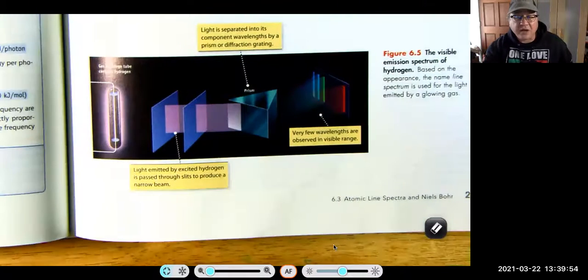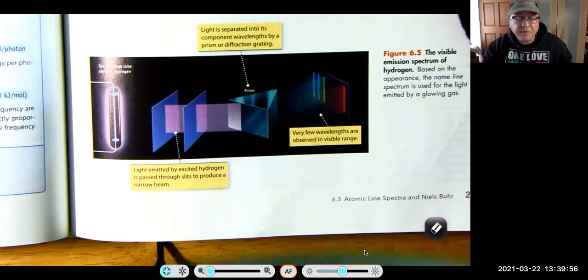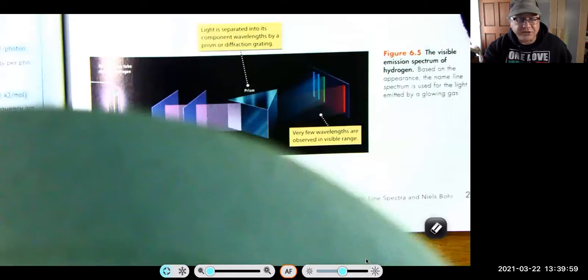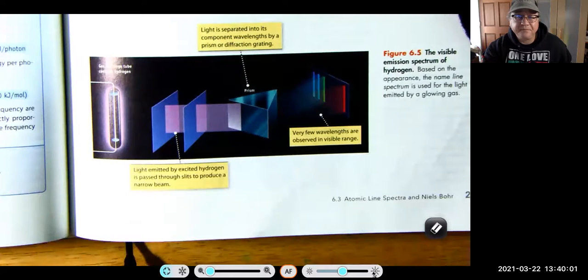In fact, I'm going to try and pause this and pull up an absorption spectrum versus an emission spectrum. So let's see, let's do a pause.